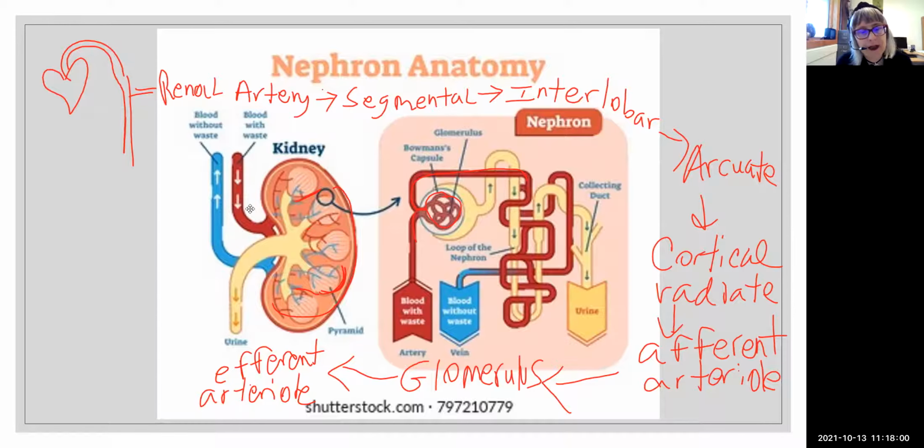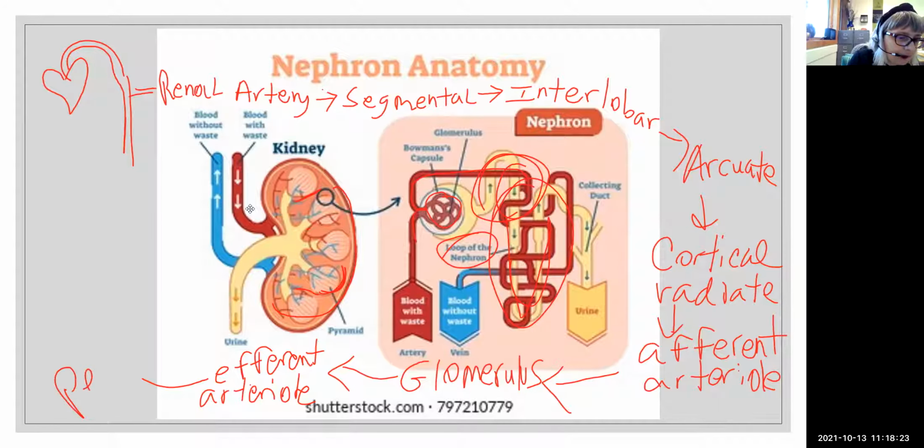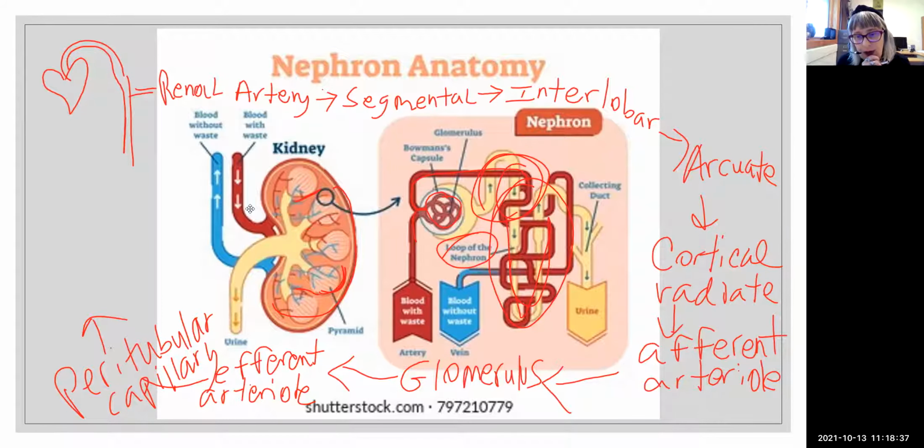From there, the blood is going to empty out into the peritubular capillaries. And that represents over here, you're going to see peritubular capillaries around the proximal convoluted tubule and the vasa recta around the loop of Henle. So I'm going to write that out. Efferent arteriole, pardon me, peritubular capillary. From there, it goes into what we call the vasa recta.